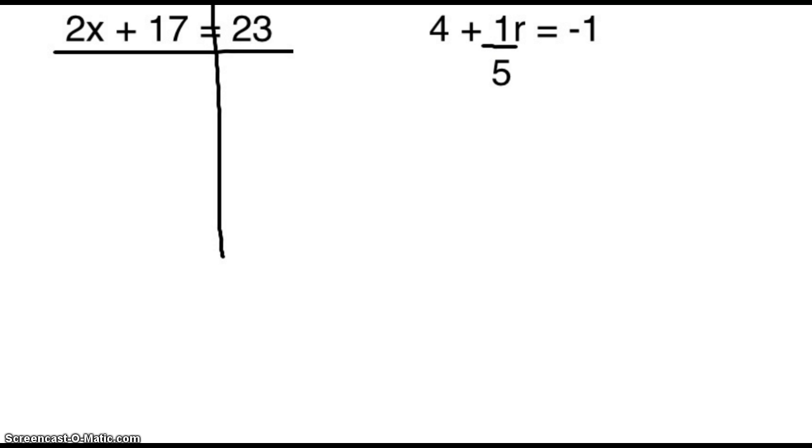Our next one, 2x plus 17 equals 23. So we're going to subtract 17 on both sides, because remember, we're trying to isolate our variable. So we're left with 2x, and plus 17 minus 17 gives us 0. That equals 23 minus 17, which gives us 6.